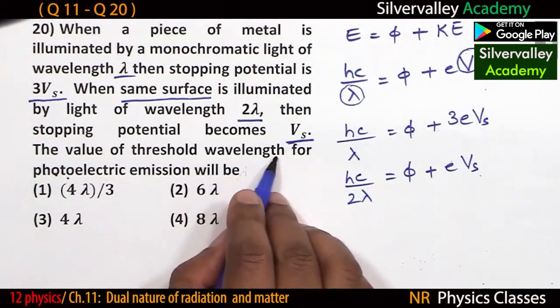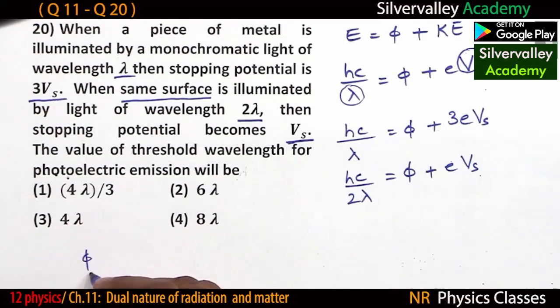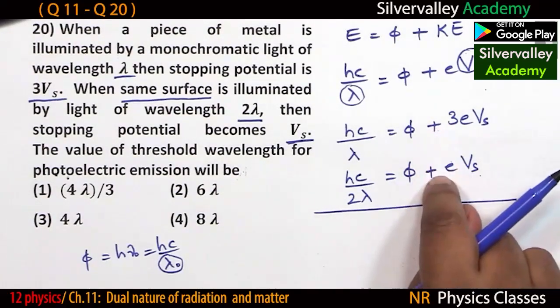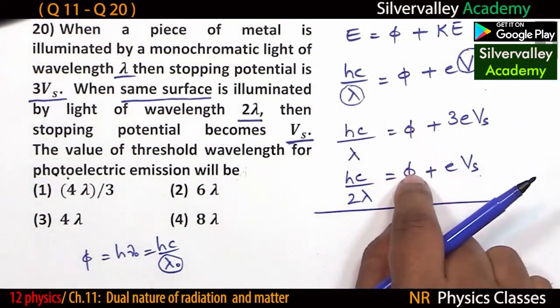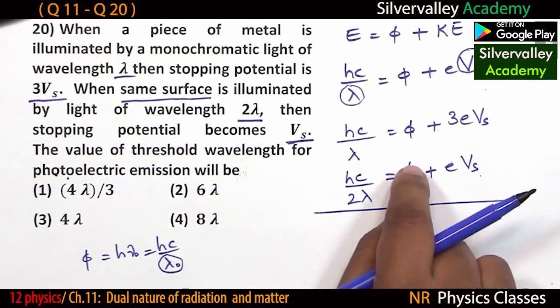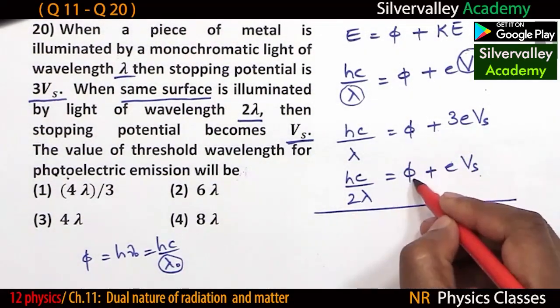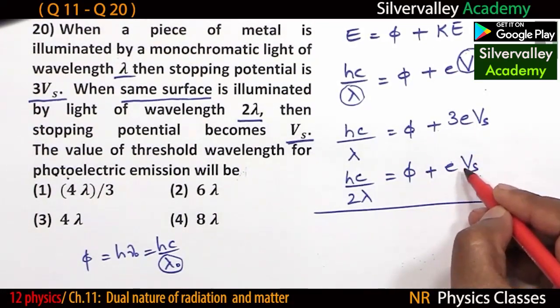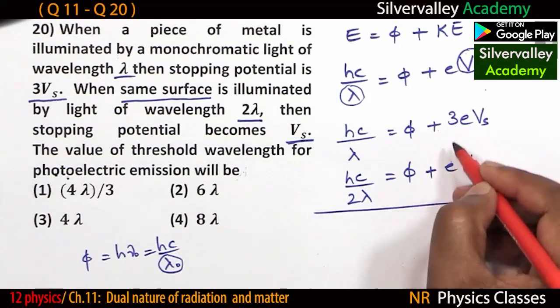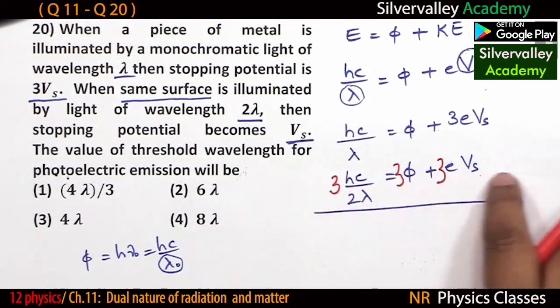The value of threshold wavelength for photoelectric emission will be, threshold wavelength is with phi, because phi equal to h nu naught or hc by lambda naught. So threshold wavelength is here. Okay, so we should find phi first. These two are simultaneous equations. When you directly simplify, you will lose phi. This minus this, phi gets cancelled. But we need to retain phi, which can give lambda naught. Now I should retain this, means I don't want this. I don't want this means coefficient of this is 3. If I have 3 here, means multiply throughout by 3.